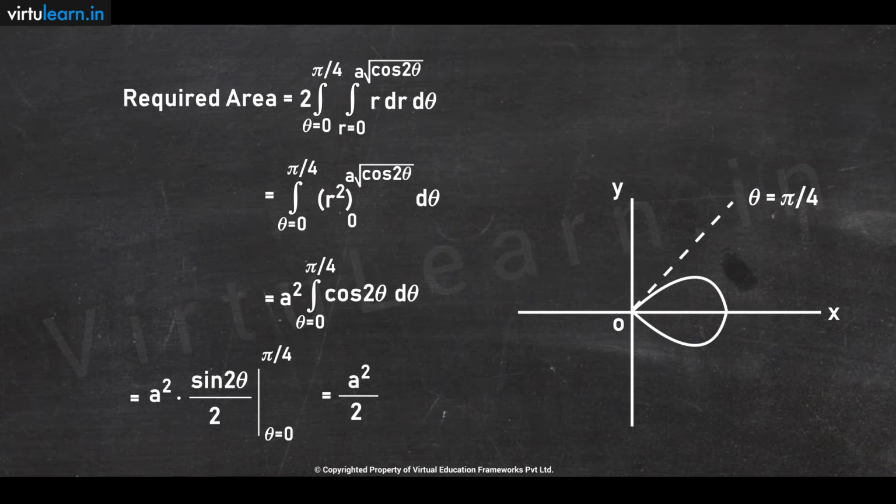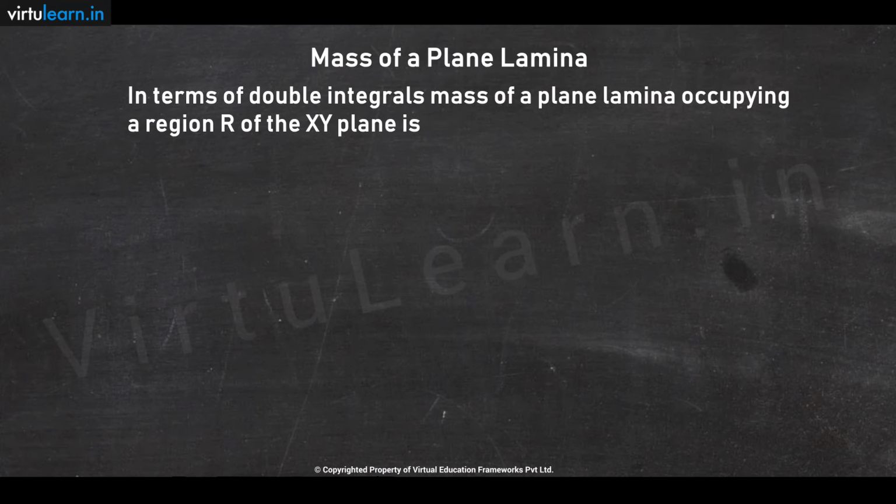We can discuss another application of double integrals, that is in determining mass of a plane lamina. If mu is mass per unit area of a plane lamina occupying a region R of the xy plane, then double integral over the region R mu dx dy or double integral over the region R mu r dr d theta gives mass of the lamina.